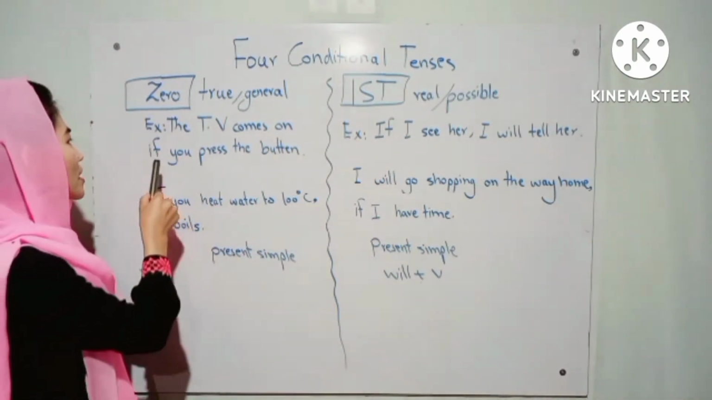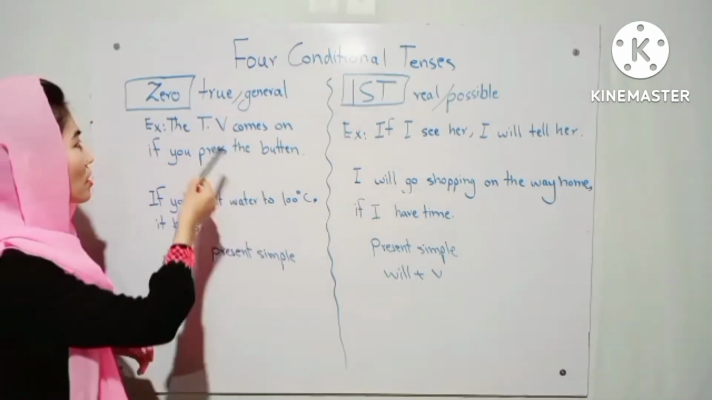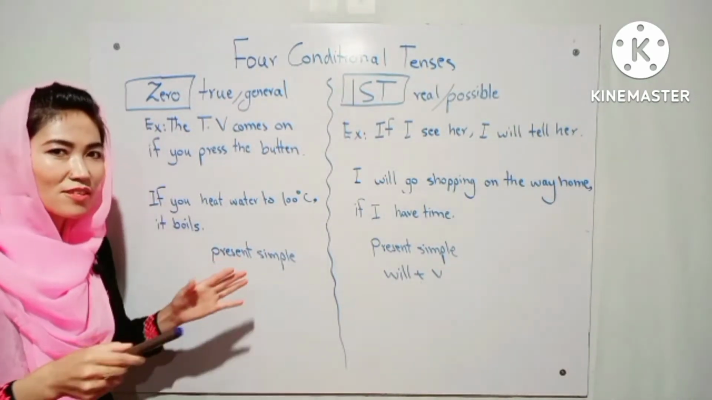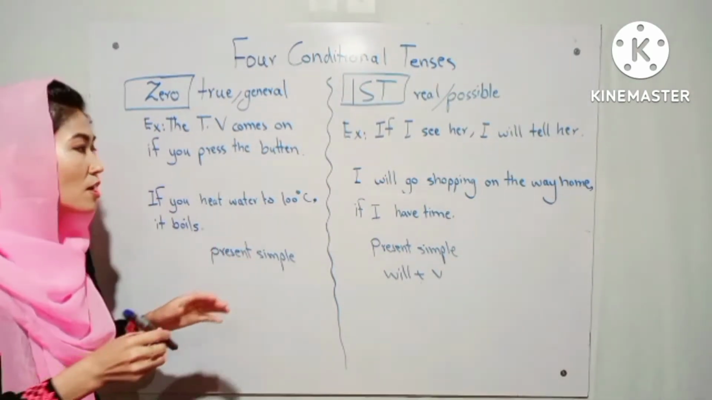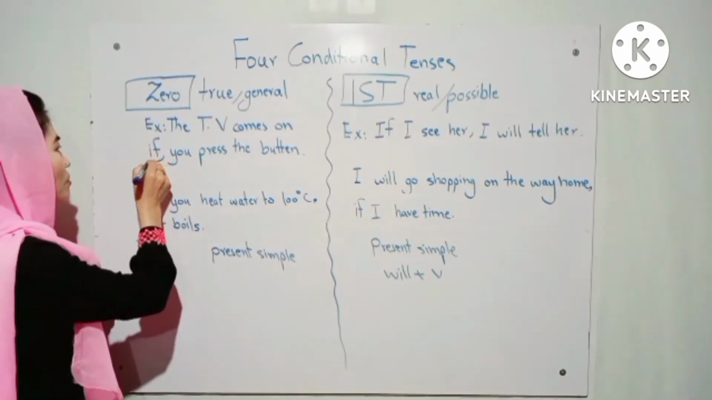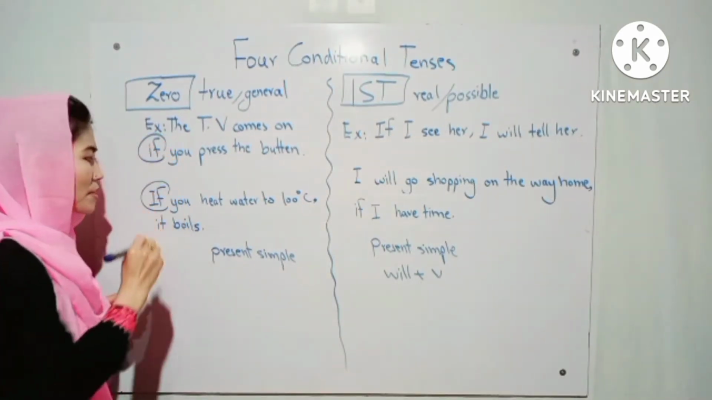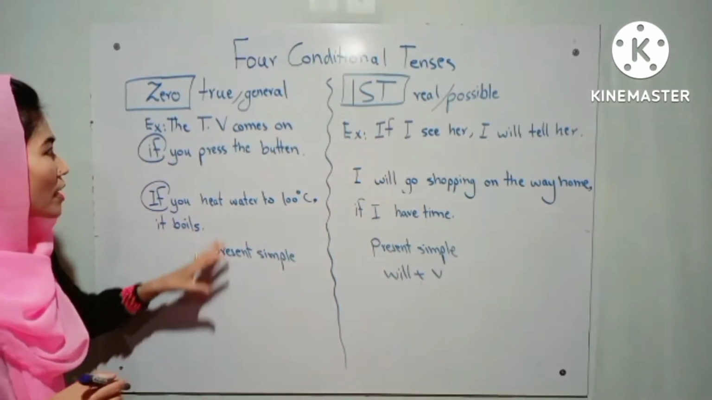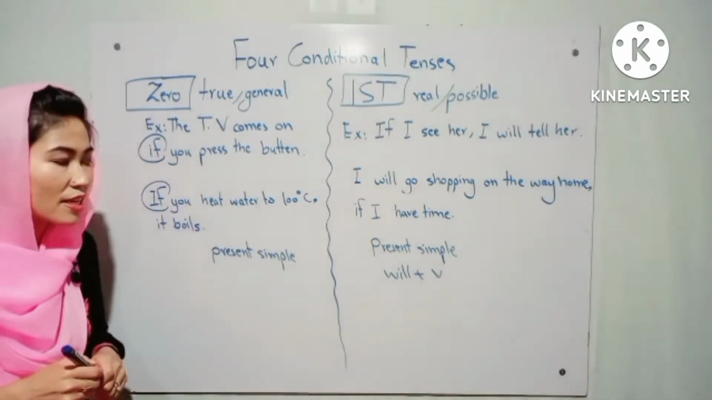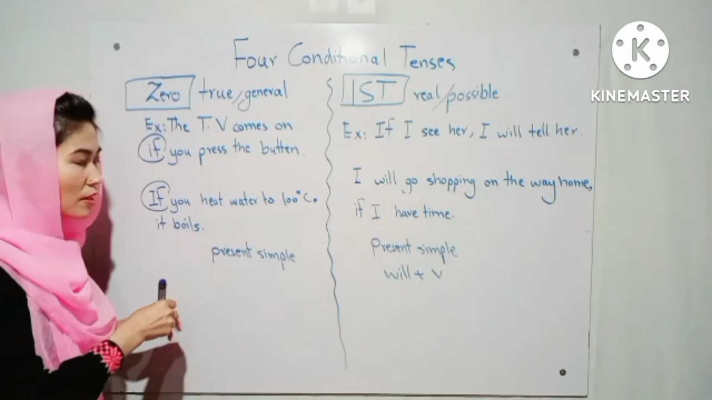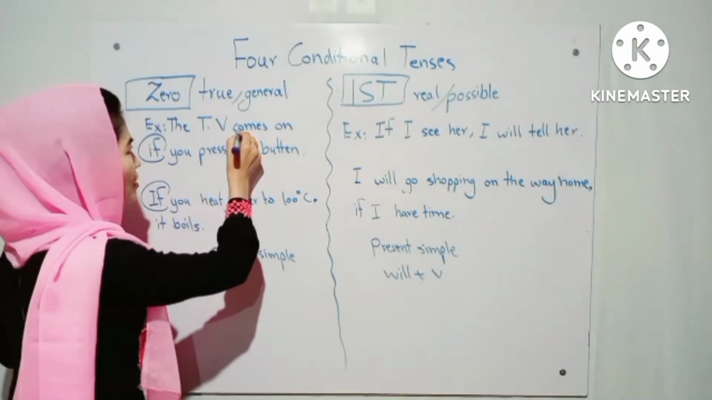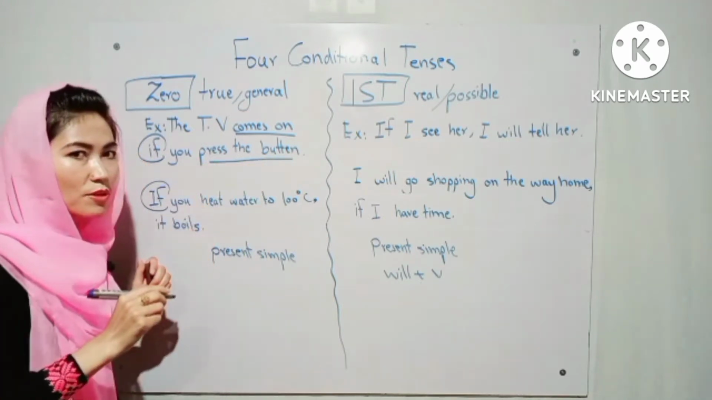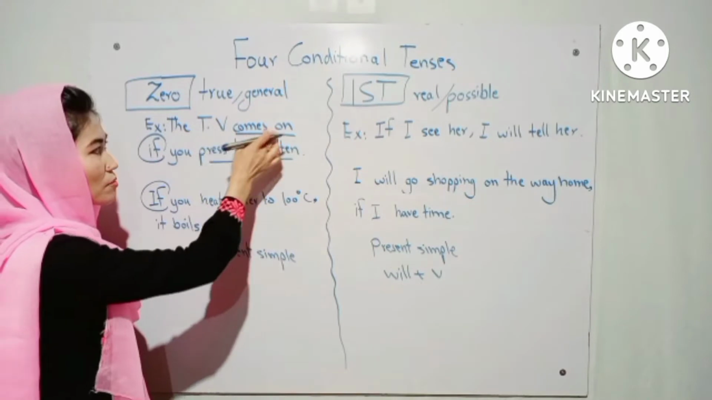Or like this, if you press the button, the TV comes on. Okay, both have the same meaning. There's no difference if we bring the if at the beginning or in the middle of the sentence. Both have the same meaning. Okay, so in zero conditional tense, we use present simple. Press is the verb. Press the button, the TV comes on.